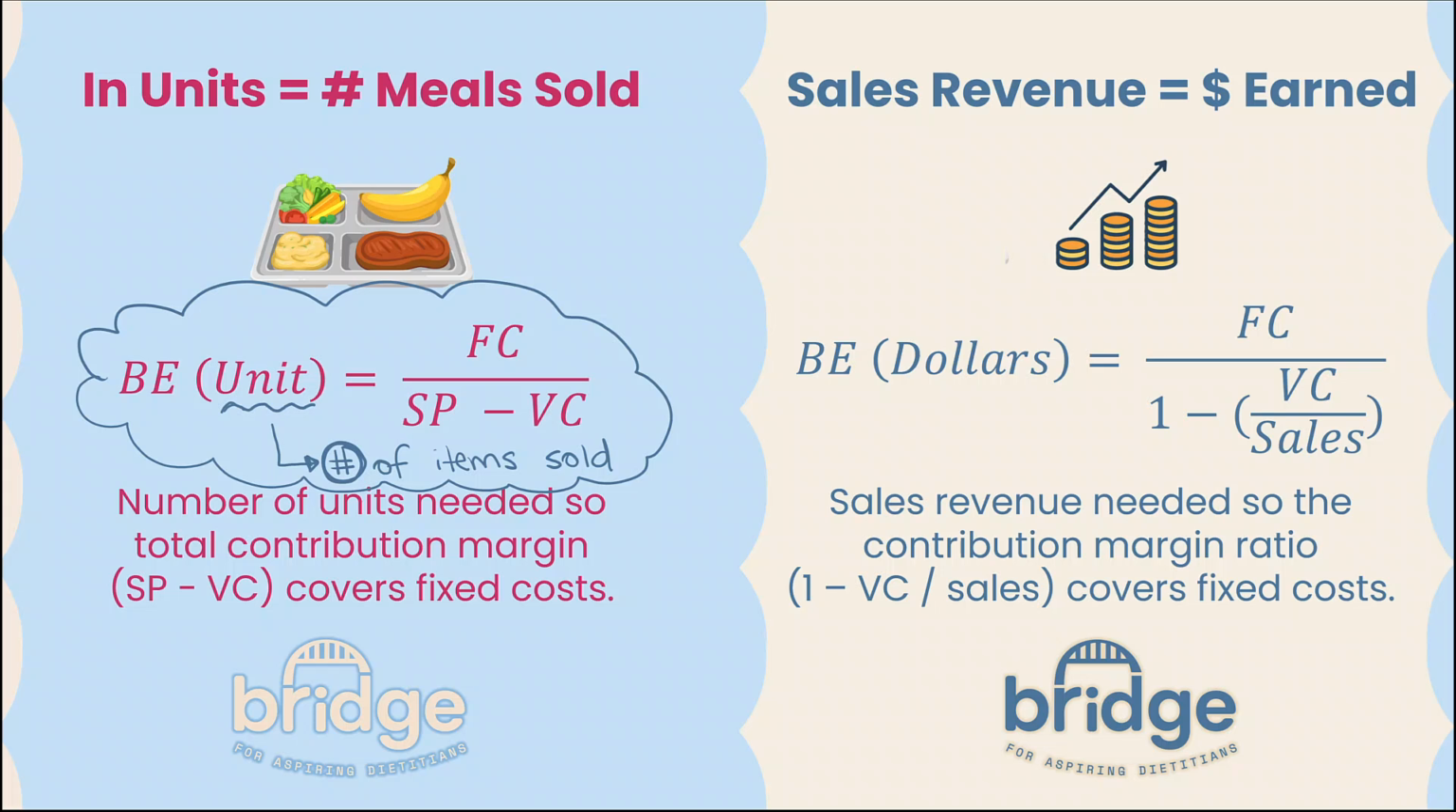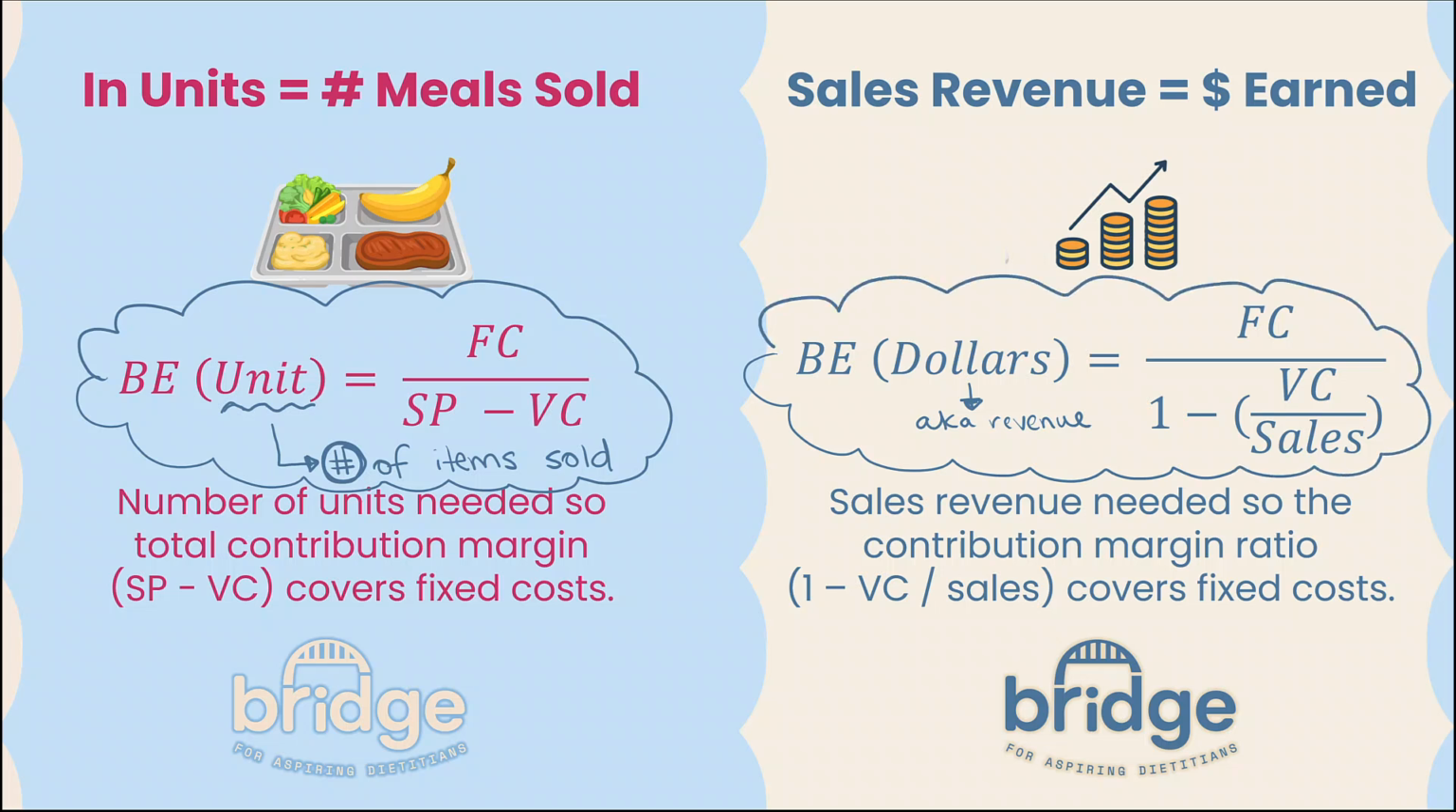But if asked about revenue or sales dollars, we aren't thinking about the individual units sold. So instead of focusing on just one sale, we look at how much of each sales dollar remains after the variable costs are accounted for. That's the contribution margin ratio.